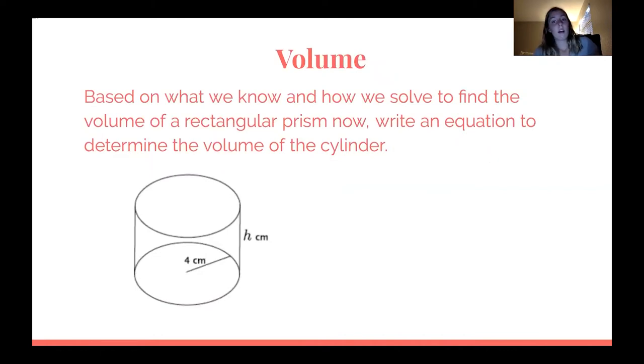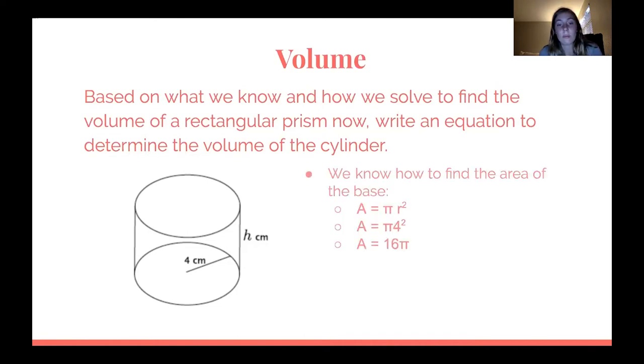Okay, so now that we've talked about the rectangular prism and a little bit about radius, diameter, and circles, finding the area of the circle, based on what we know and how we solve to find the volume of a rectangular prism, now write an equation to determine the volume of the cylinder. So think a little bit about how we said that the volume of the three-dimensional shape we were just looking at, the rectangular prism, was the area of the base times the height. So in this case, if we found the area of the circle, which is the base, and we multiplied it by the height, I think that might give us the volume. Oh, go back.